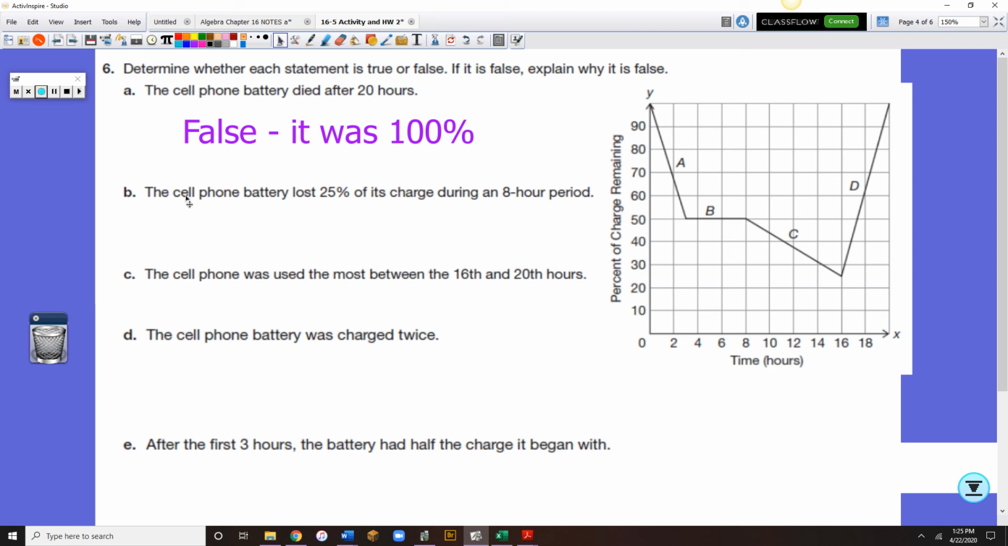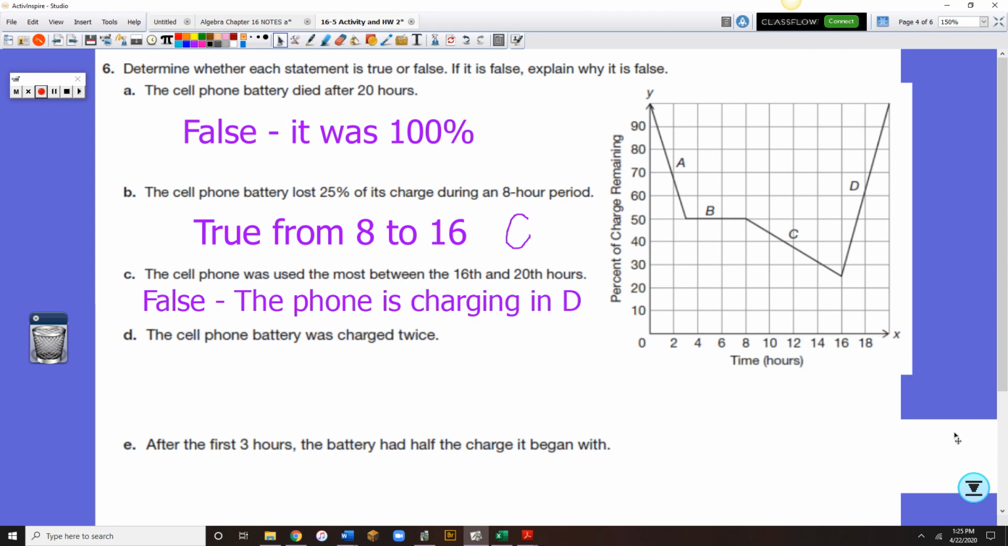B, the phone battery lost 25% of its charge during an 8-hour period. Yep, that happened during section C, from 8 to 16. C, the cell phone was used the most between the 16th and 20th hours. Well, the 16th and 20th hours is section D. That's not when it was being used at all. That's when it was charging.